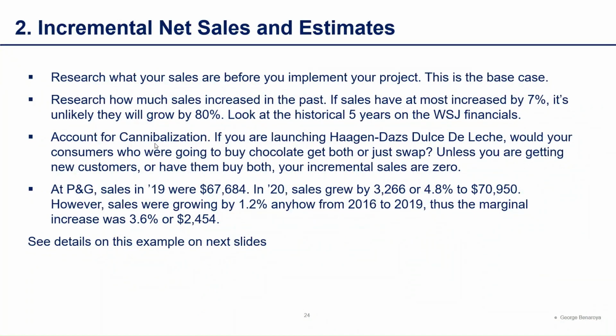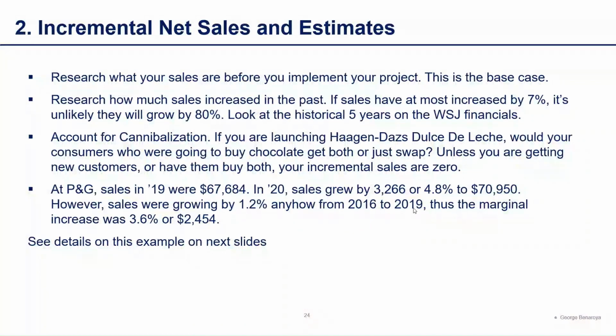Account for cannibalization. If you were launching Haagen-Dazs Dulce de Leche, would your consumers who were going to buy chocolate get both or just swap? Unless you are getting new customers or have them buy both, your incremental sales are 0.